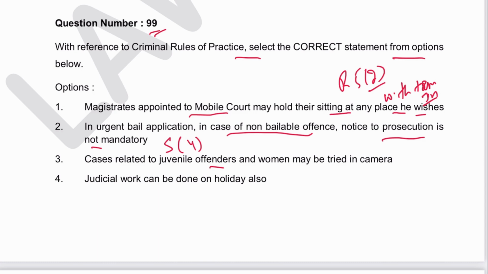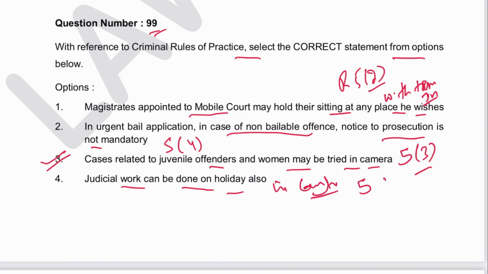In case related to juvenile offender and woman may be tried in camera. Yes, this is correct. 3 is the answer. This is mentioned in Rule 5, Subrule 3. Judicial work can be done on holidays also? No. Only in courthouse, and courthouse opens on working days, mentioned in Rule 5 Subrule 1.